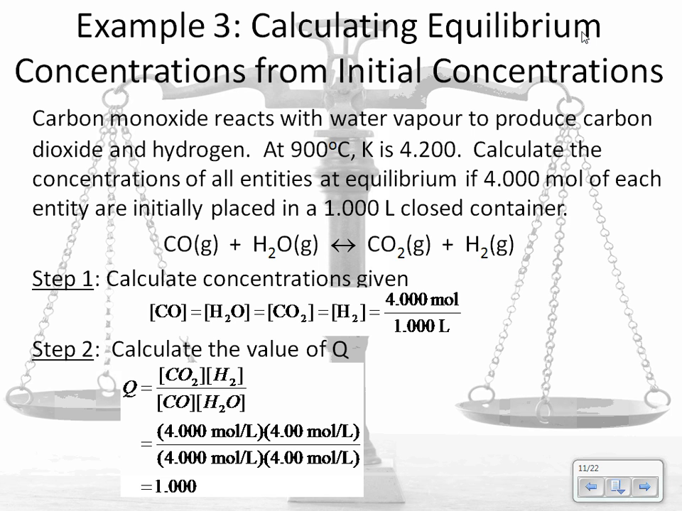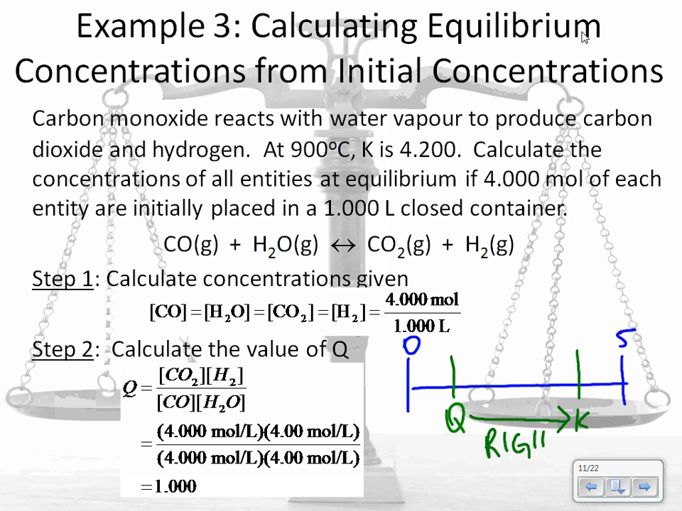So now when I compare that to K, so again, if I draw my number line, and I've got 0 over here and say 5 over here, okay, I'm going to put Q here, and I'm going to put K over here because it's 4.2. Now if I draw my arrow in the direction from Q to K, I can see that my reaction proceeds to the right. So I'm going to make more products to reach equilibrium. That's going to help me when I set up my ice chart.